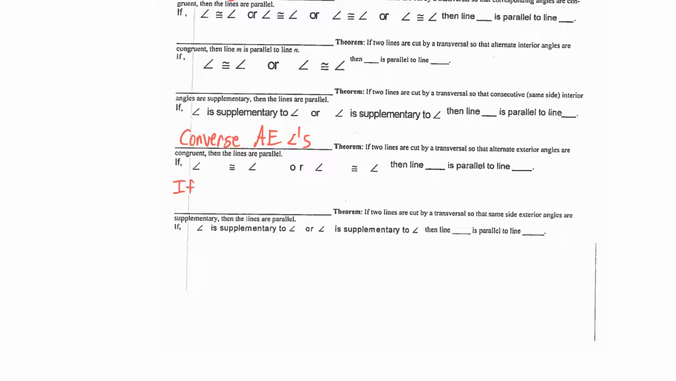Okay, so it's going to say this: if alternate exterior angles are congruent, then the lines are parallel. So we're just working backwards. We're flipping the hypothesis and conclusion. We have been saying if the lines are parallel, then alternate exterior angles are congruent. So you can see all we did is flip those two. We don't have to go through all this. It's just that mindset on all of these.